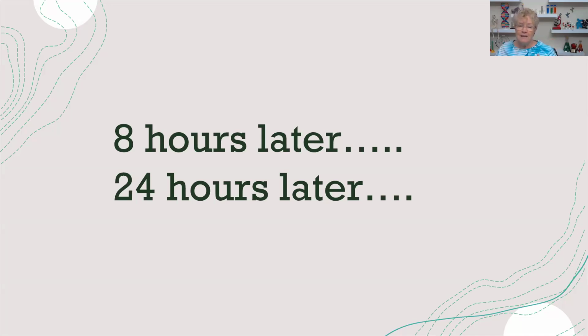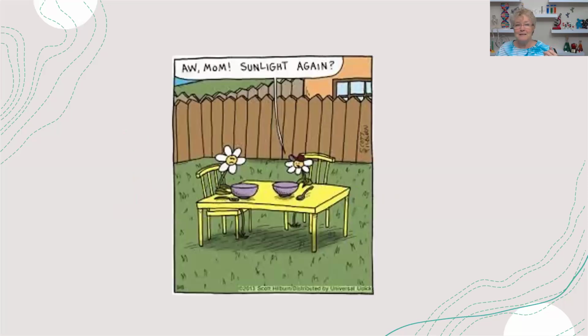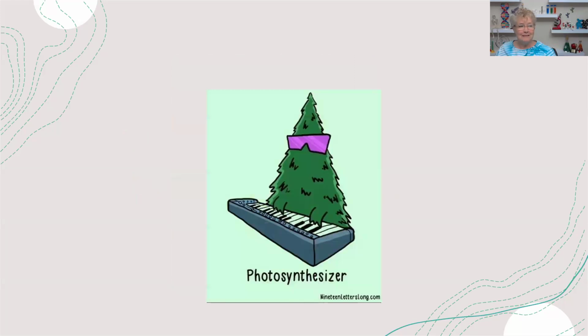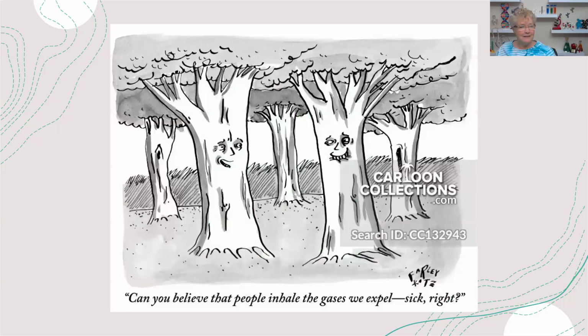All right. And then I did have a request here for a couple of photosynthesis jokes, so we will end with these. What does the little plant say when mom gives him dinner? Oh, mom, sunlight again. And just the steak for me, and my friend will have the carbon dioxide in the water with the sunlight. And then for the musicians among you, a photosynthesizer. I like this one too.